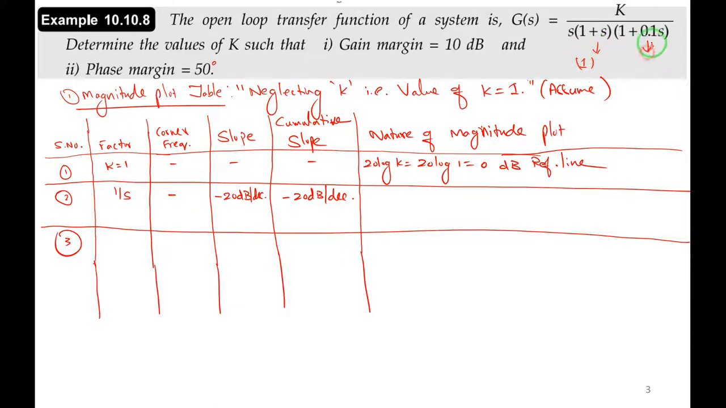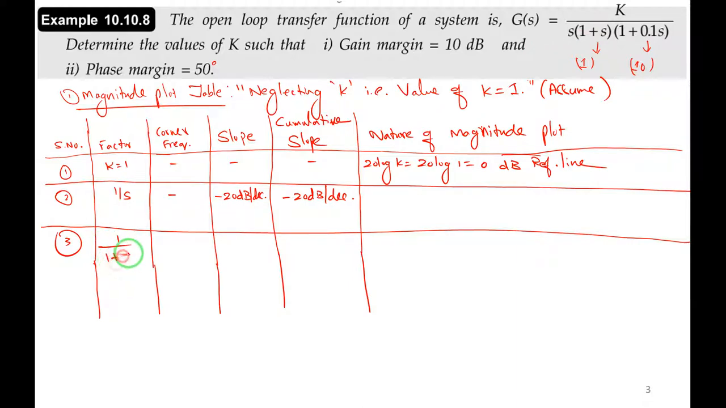Then from this, what will I be getting? Let me check it. 1 plus t2 s. If it is t2, what will happen? 1 by t2, 1 by 0.1 means 10 radians per second I will be getting. So it should be in the increasing order of corner frequency, this corner frequency column. First I will be taking 1 radians per second, then 10 radians. So I will be taking 1 divided by 1 plus s, this factor.